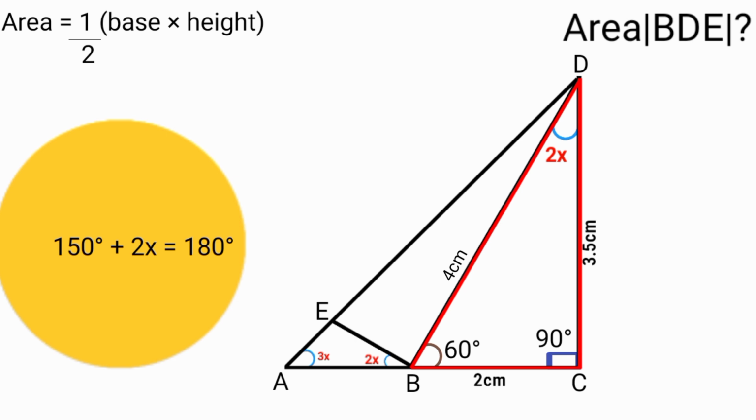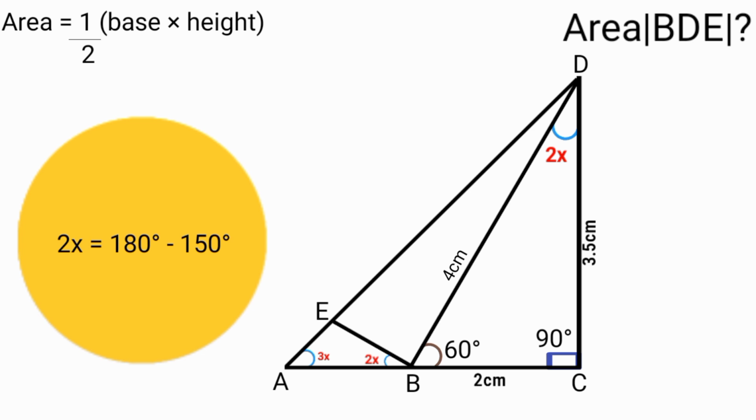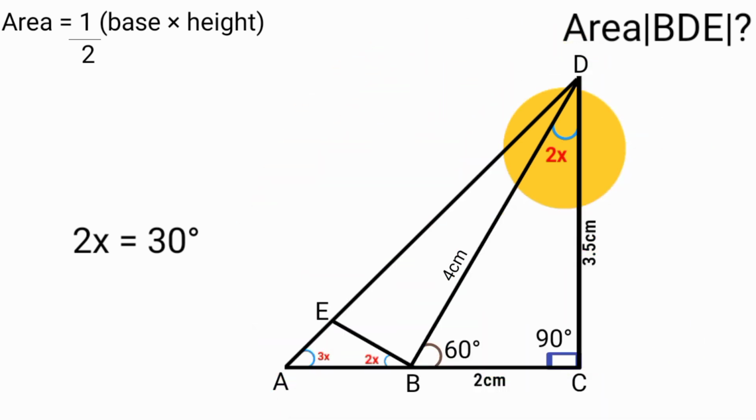60 plus 90 is 150. So 150 degrees plus 2x equals 180. If we subtract 150 degrees from both sides, 2x equals 180 degrees minus 150 degrees. 180 degrees minus 150 degrees is 30 degrees. So 2x equals 30 degrees. From here, since 2x equals 30 degrees, we can substitute 30 degrees directly here and also here. But to find this, we must find the exact value of x.